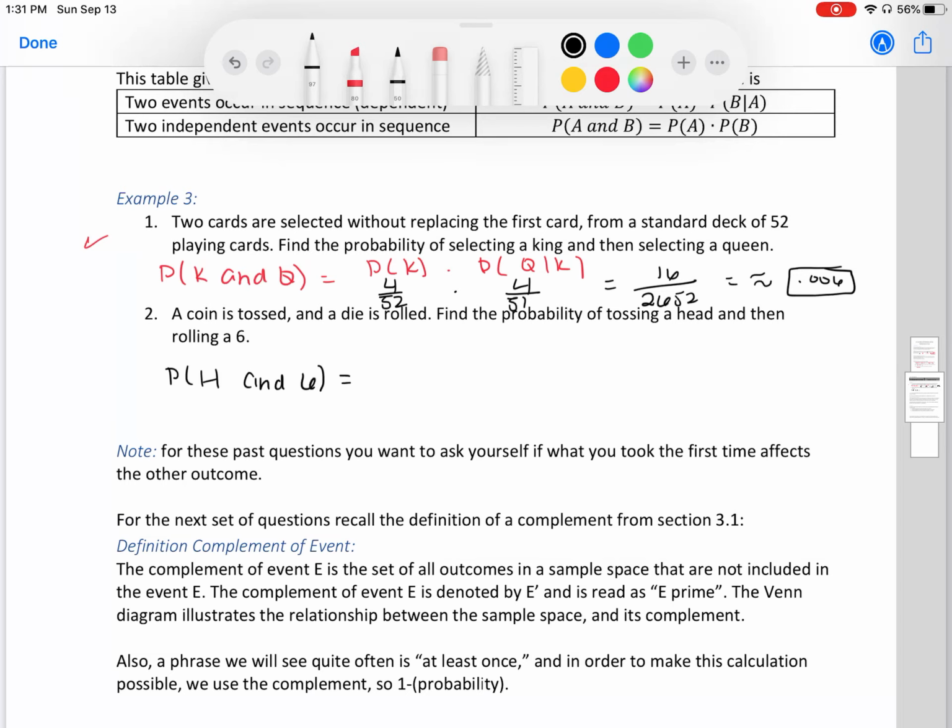Okay, well, the probability of getting a head, that's going to be 1 out of 2, times the probability of getting a 6, that's going to be 1 out of 6. We multiply them, and our answer is 1 out of 12. We want the decimal answers, so we punch into our calculator 1 divided by 12, and that gives us 0.083.